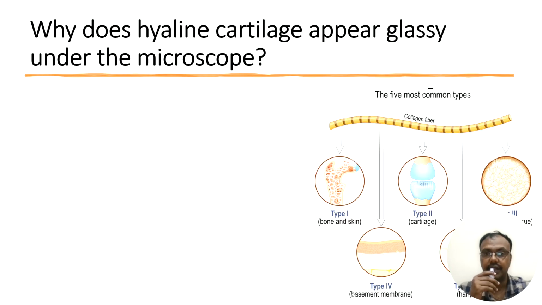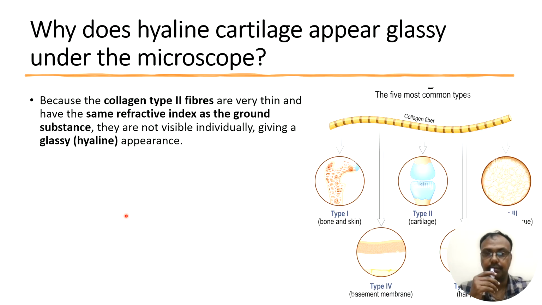Why does hyaline cartilage appear glassy under the microscope? Because the collagen type 2 fibers present in it are very thin and have the same refractive index as the ground substance. They are not visible individually, giving a glassy appearance.